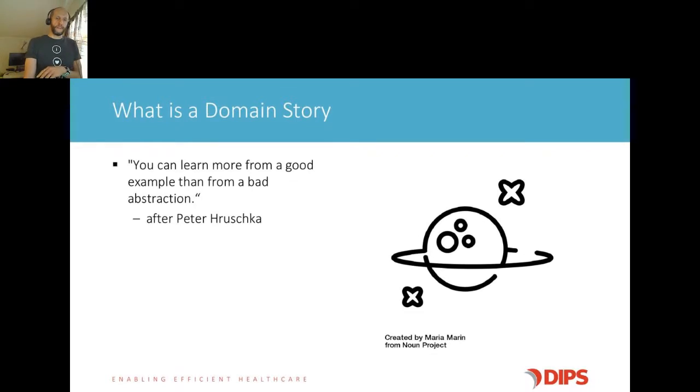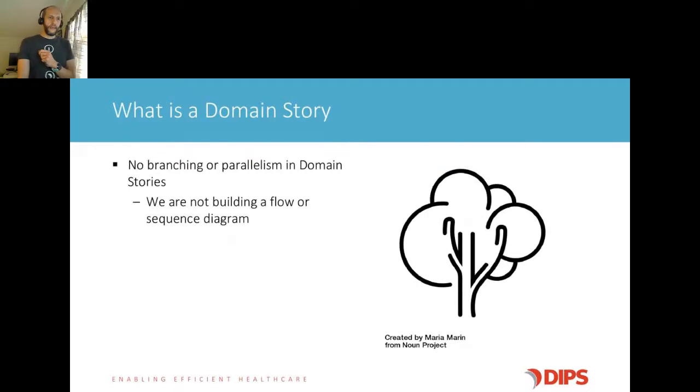It's revealing something. And because we focus on short examples, we try to avoid branching and parallelism and if statements or whatnot, UML diagrams. We are not building sequence diagrams. We're trying to build stories on what really happens in the domain.